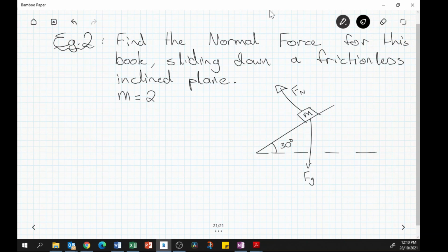Mass is given, it's 2 kilograms. Turns out they're the same mass, those two books.